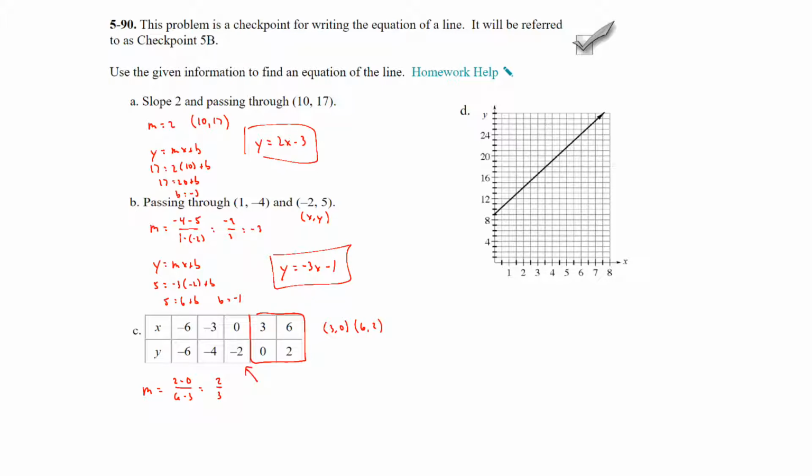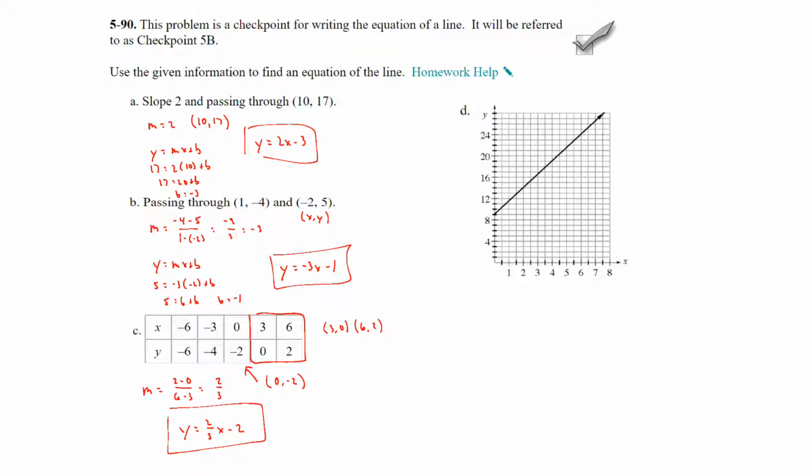Now this point right here you might recognize as the y-intercept. So we actually already have the y-intercept in the table, so therefore we can go ahead and just write the equation of the line now that we have the slope. Y is equal to 2/3 x minus 2. So that's how you write the equation of a line given a table.